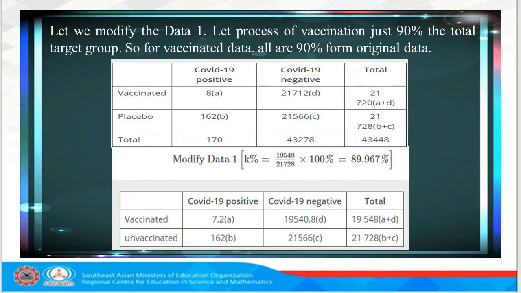Let us modify the data 1. Let the process of vaccination be just 90% of the total target group. So for vaccinated data, all are 90% of the original data. Modify data 1 as shown, K% equals 89.967%.